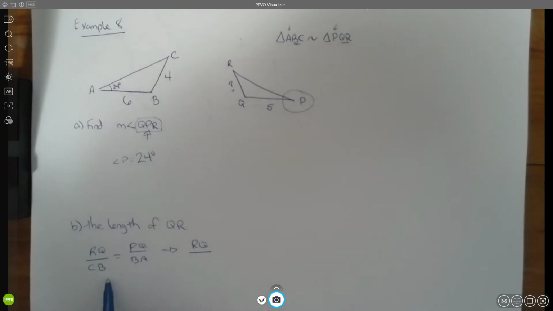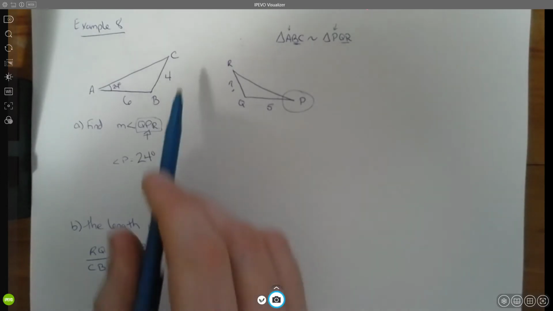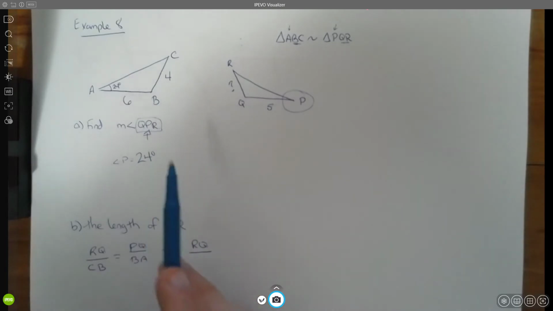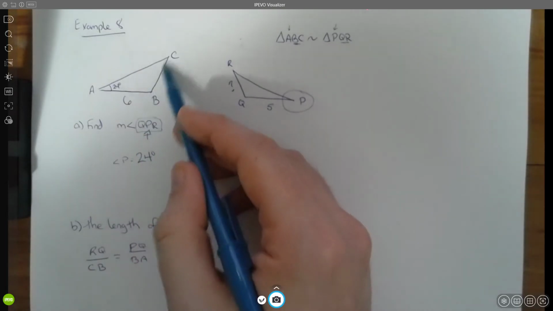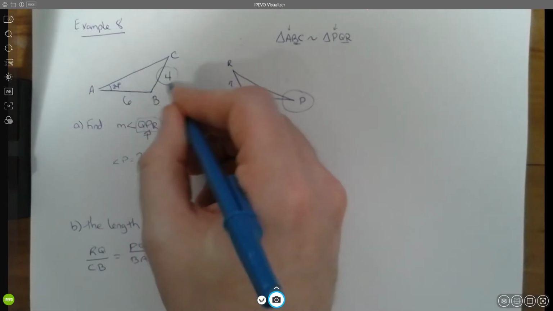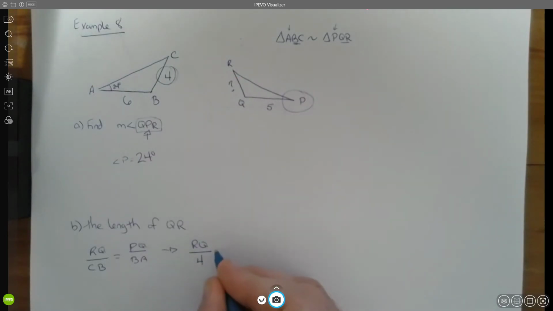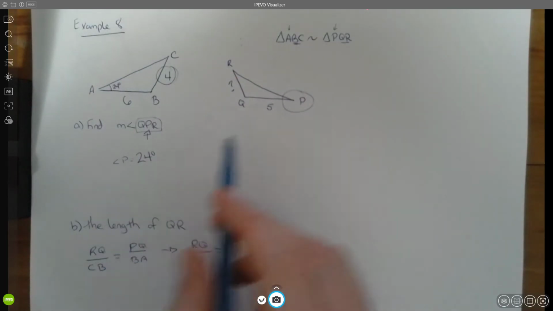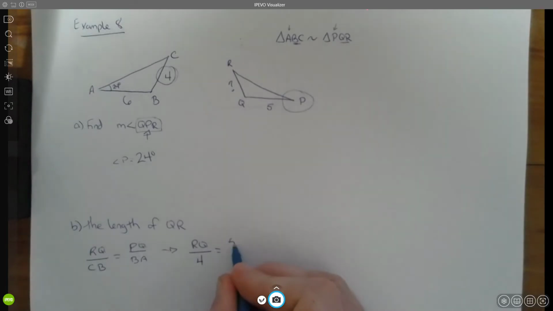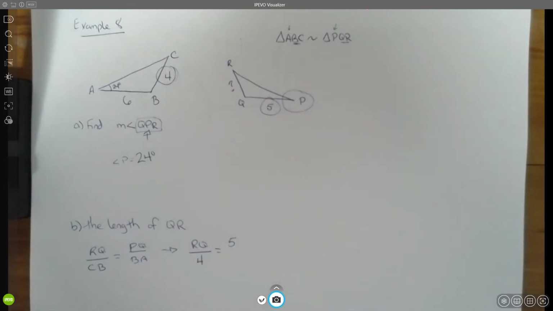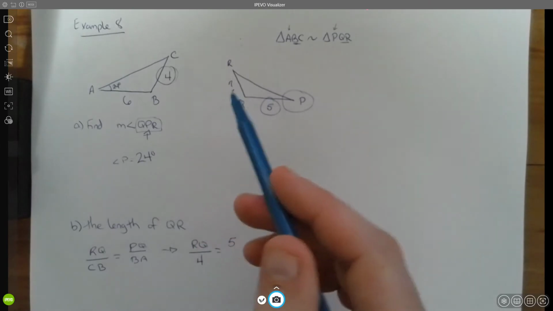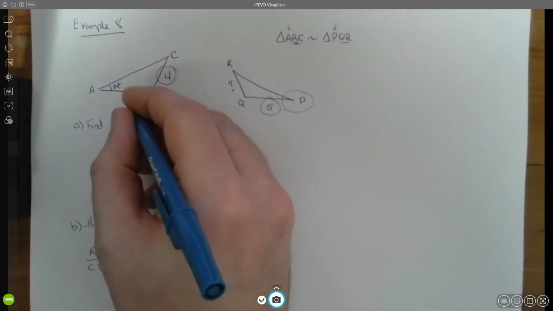So CB. CB, if we take a look at our triangles, is how large? Side length CB. And we see that that's 4. So we're going to put that in as 4. Equals PQ. We know what that is. That's 5. Right there. And then BA, or AB, right here, is 6.